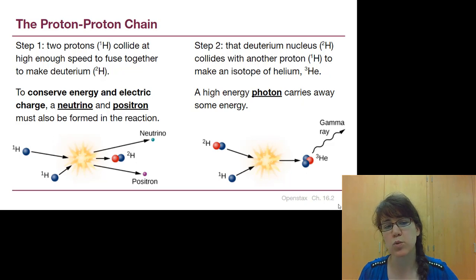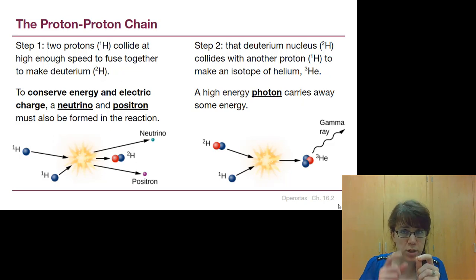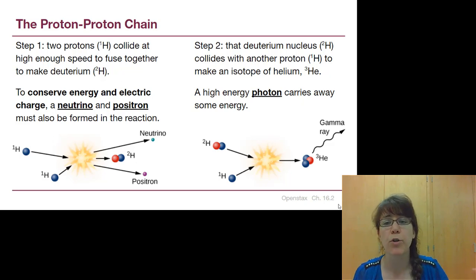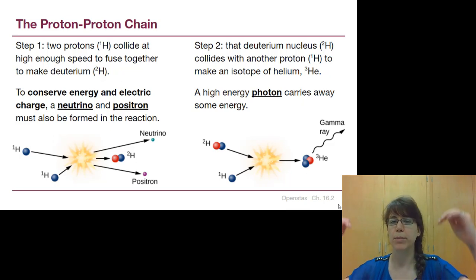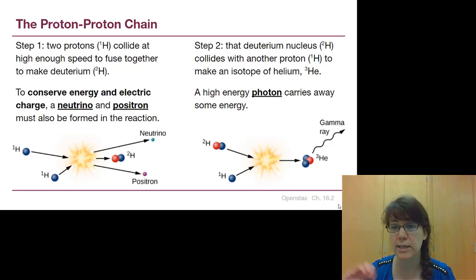The second step that happens is one of those deuterium atoms, the proton plus neutron that got made in step 1, finds another proton to smash into. And then those 3 things just all kind of stick together to make a helium-3 nucleus. It's an isotope of helium. We learned that word isotope back in chapter 5, just version of. And for energy conservation, a high-energy gamma-ray photon carries away the extra energy that didn't go into that process. Again, because we're going down that curve, we're releasing energy, and that's one of the ways that we do so.